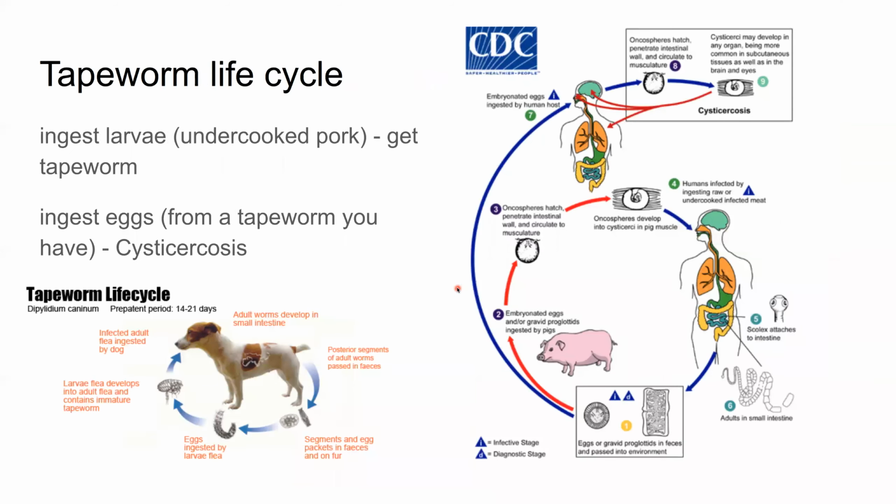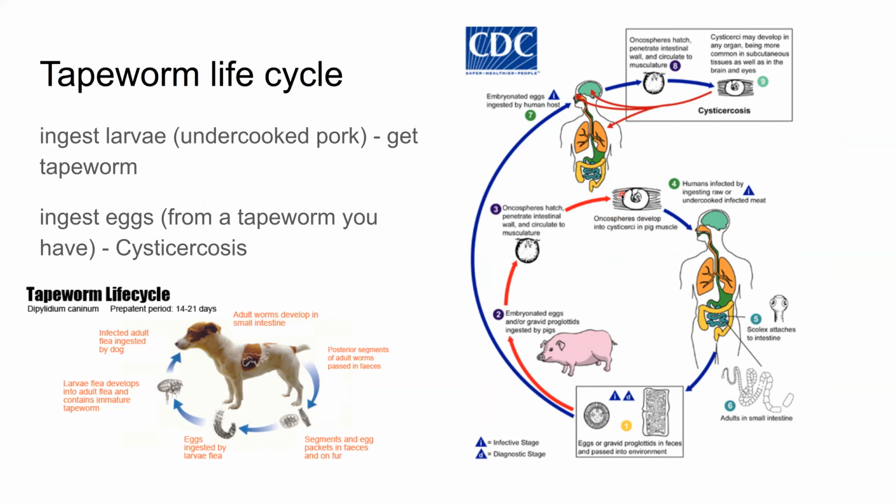So this is the tapeworm life cycle here. Let's start with a pig tapeworm, the Taenia solium. So here's our little piggy. And this little piggy ate some tapeworm eggs, and those eggs hatched. They penetrated the intestinal wall of the pig, and they ended up encysting in the muscle of the pig. And so these cysts are called cysticerci.